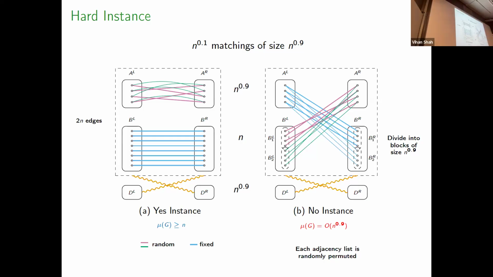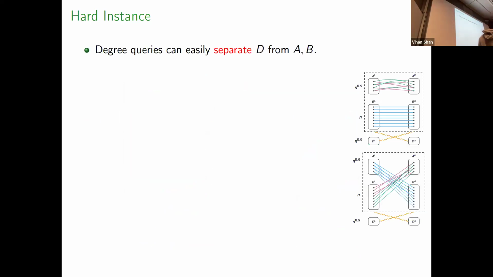Okay, all right. So if you make degree queries, then you can easily separate out these vertices from these vertices. Why? Because these guys have degree n to the 0.9-ish, and these guys will have degree roughly theta of n. For a vertex here, there are n vertices here, and it has order n edges to them.